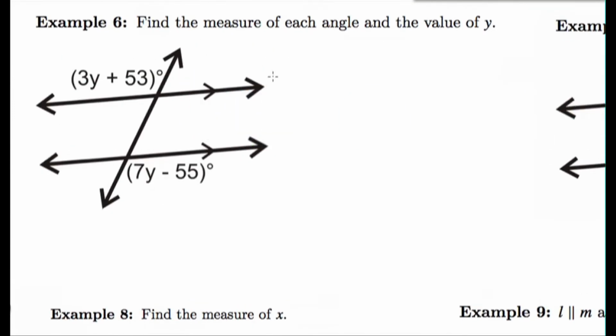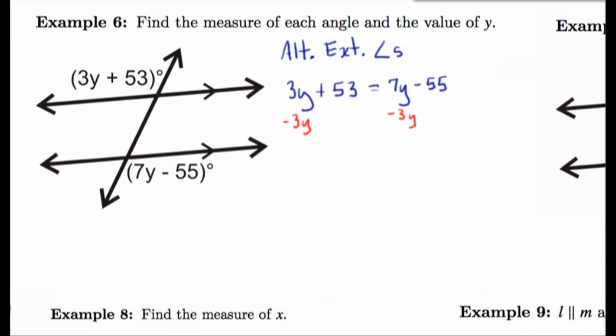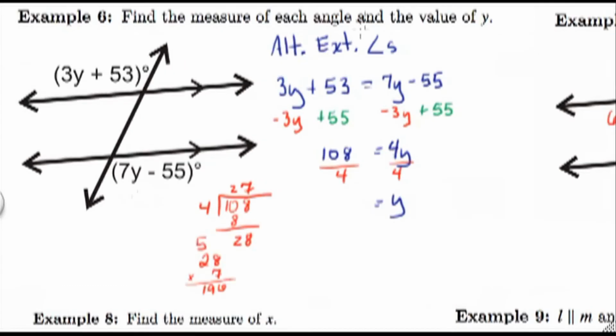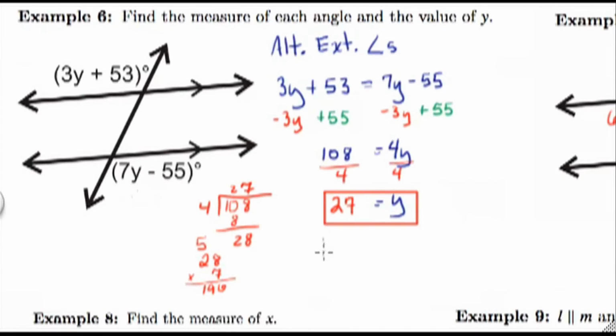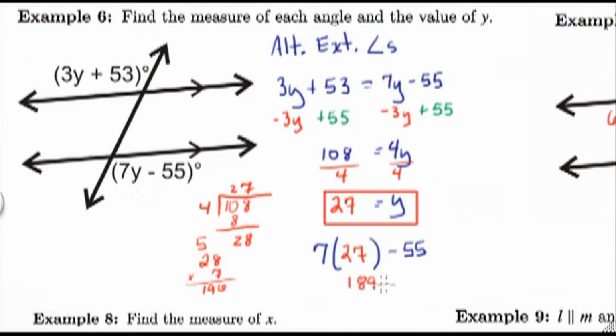Find the measure of each angle and the value of y. This pair right here would be alternate exterior angles. Again, they're congruent. So set up the algebraic expressions equal to each other and solve for y. And we get y equals 27. Now I can substitute 27 back into one of the expressions, like 7y minus 55. 7 times 27 minus 55 is 134, and the alternate exterior angle will also be 134 degrees.